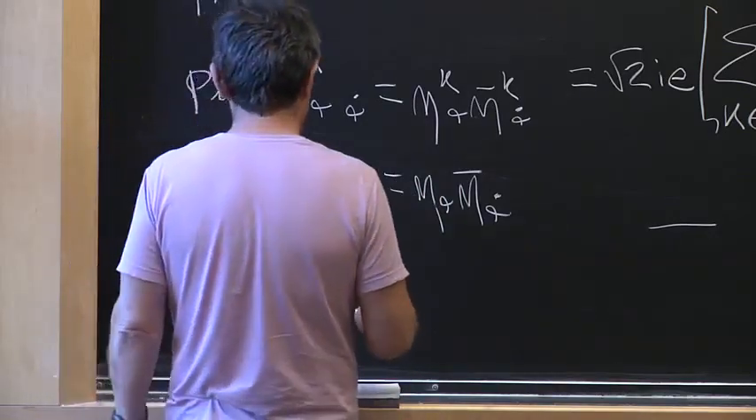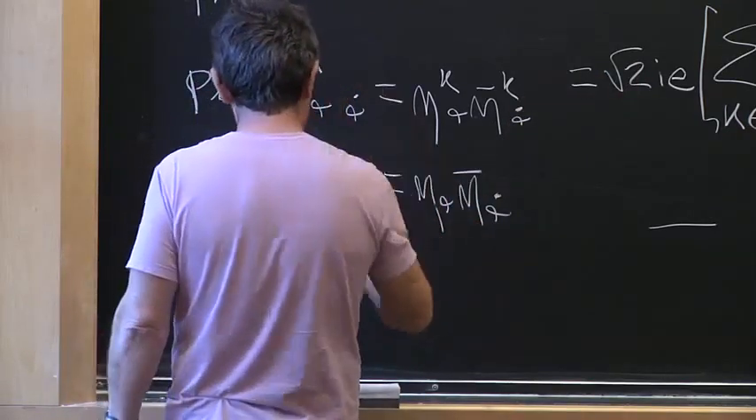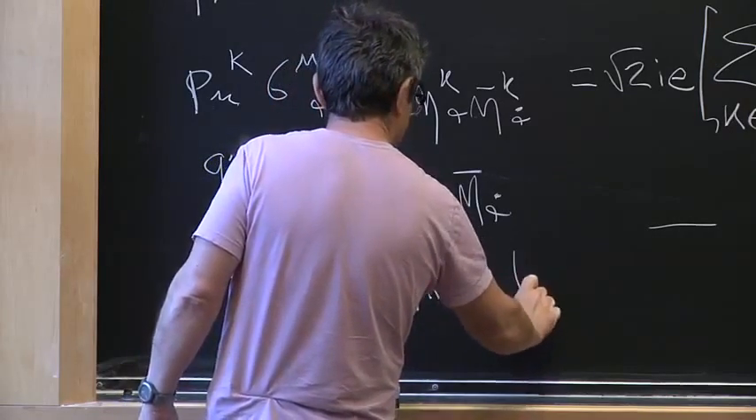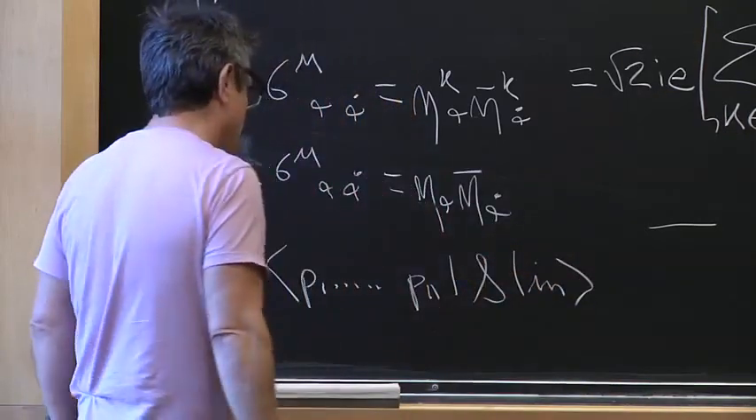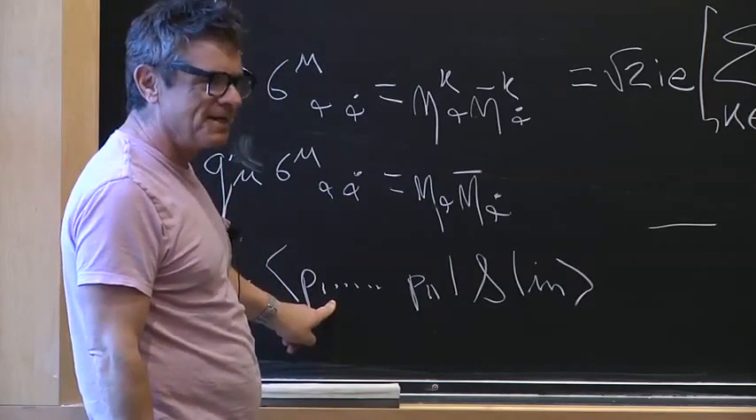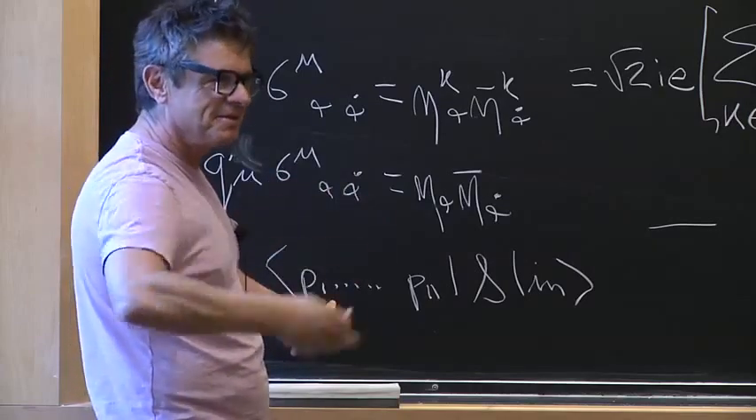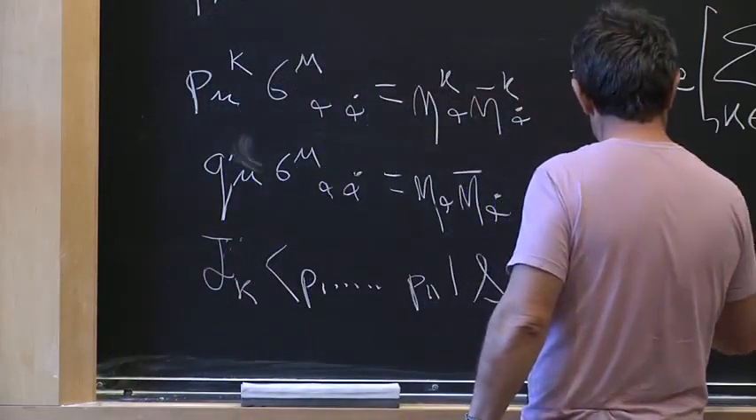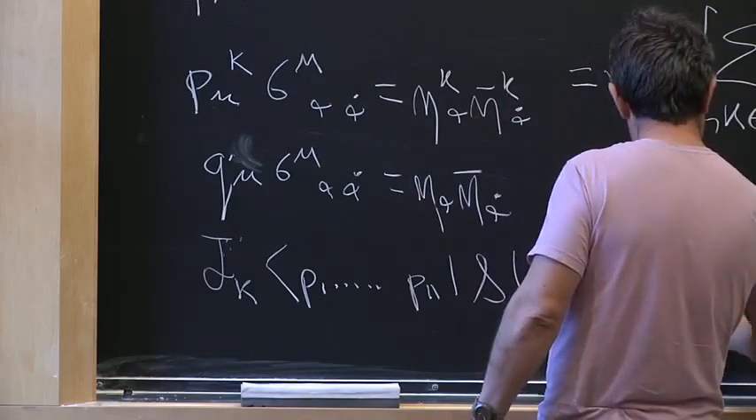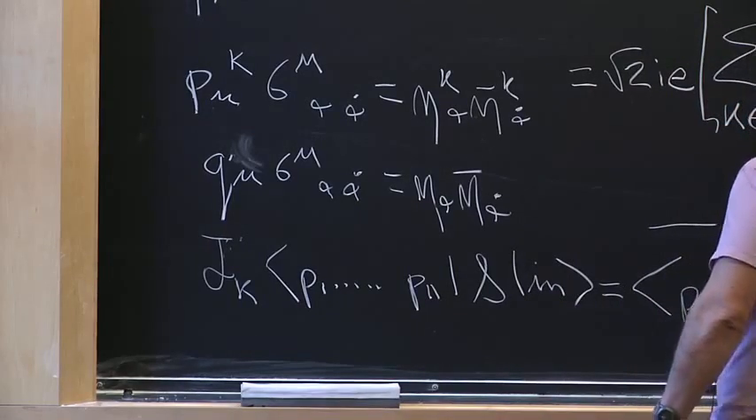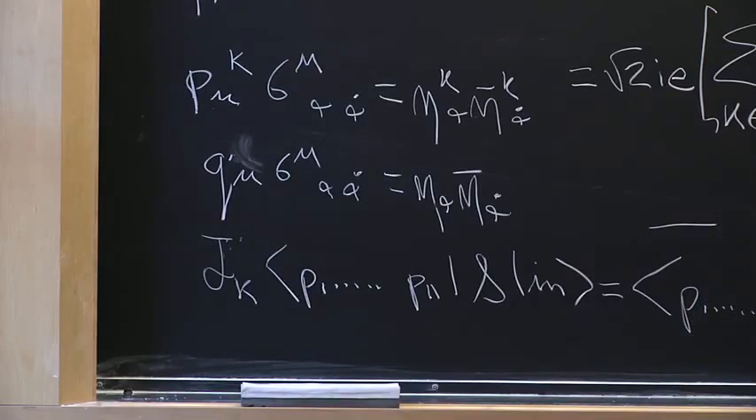So I have this thing here, which I now want to write as F_K |P1 ... PN; S in>. So this is one of the things that acts on the out state. And I'm even abbreviating here, of course, because the particles are not labeled just by their momenta. They're labeled by all their quantum numbers and everything. Okay, so what this is equal to is <P1 ... F acting on the kth particle P_K ... PN; S out|.